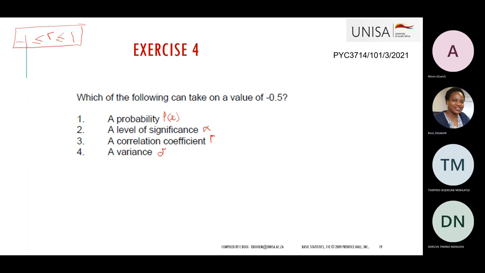Always remember that your level of significance is always positive. Your variance will always be positive because you're taking the square of the values and summing up. So it will always remain positive. And the probability, remember, probabilities are always between the values of 0 and 1. So they cannot be less than that or more than that. They are always between 0 and 1. So looking at what I've just explained, it leaves us with only one, right? Which is option number three. So that will be the value.